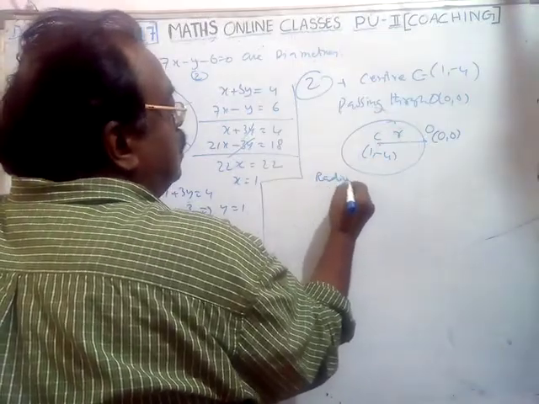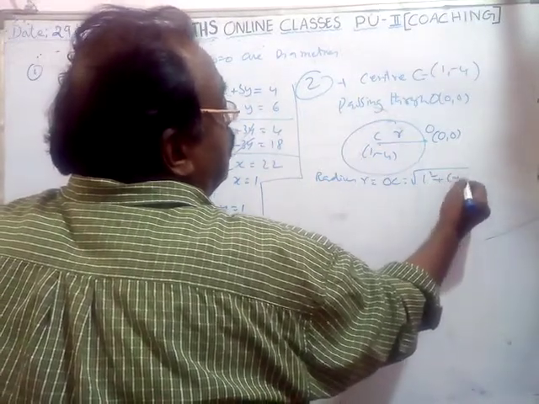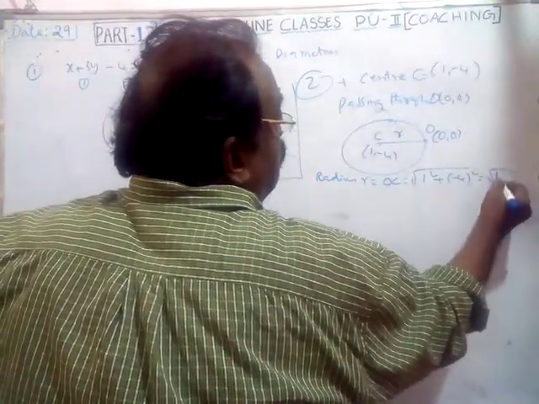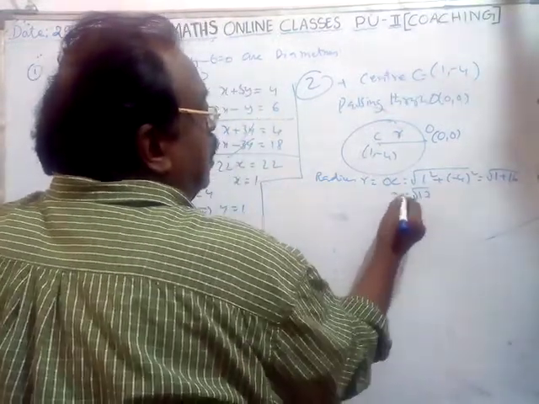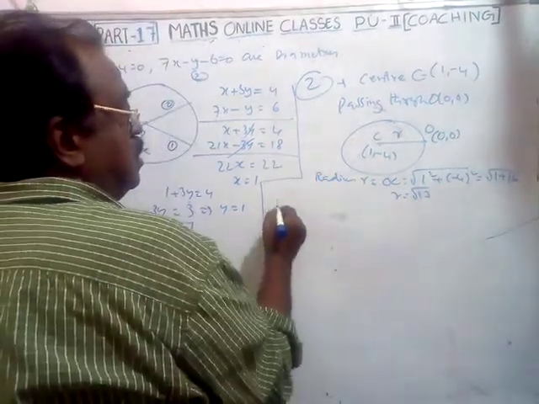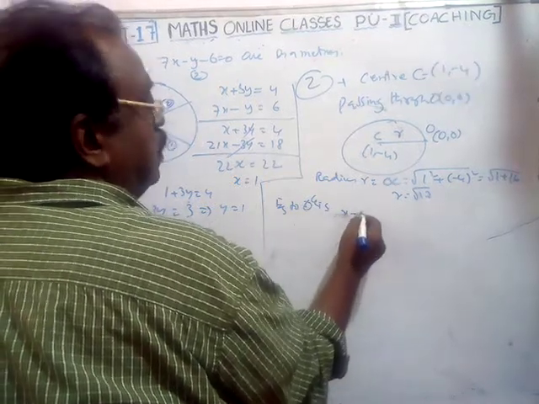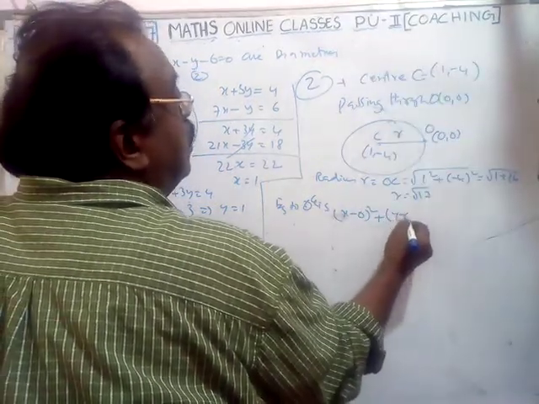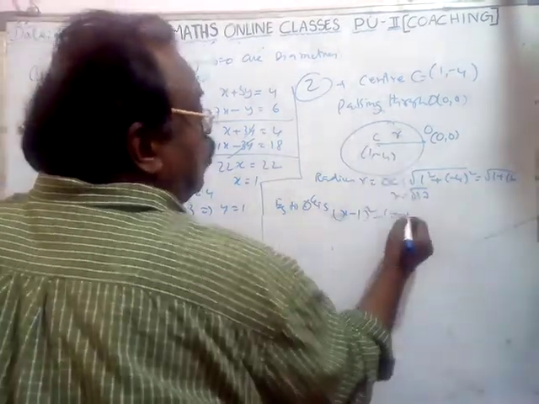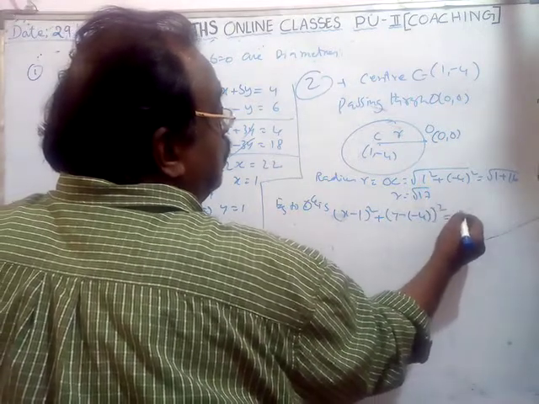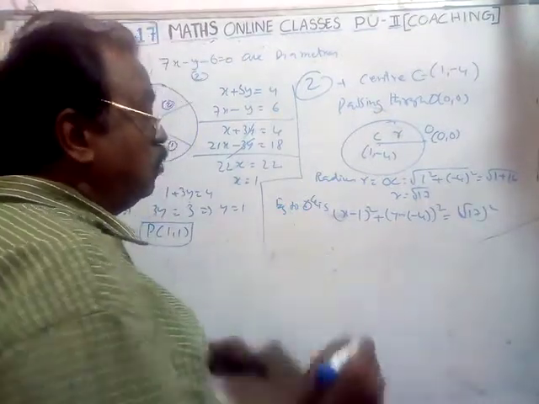So here radius R is equal to OC, that is equal to root of 1 square plus minus 4 whole square, that means 1 plus 16, which is root 17. Then what do we need? An equation. Equation of the circle is x minus 1 whole square plus y minus of minus 4 whole square is equal to root 17 square. We need to find the equation we are asked.